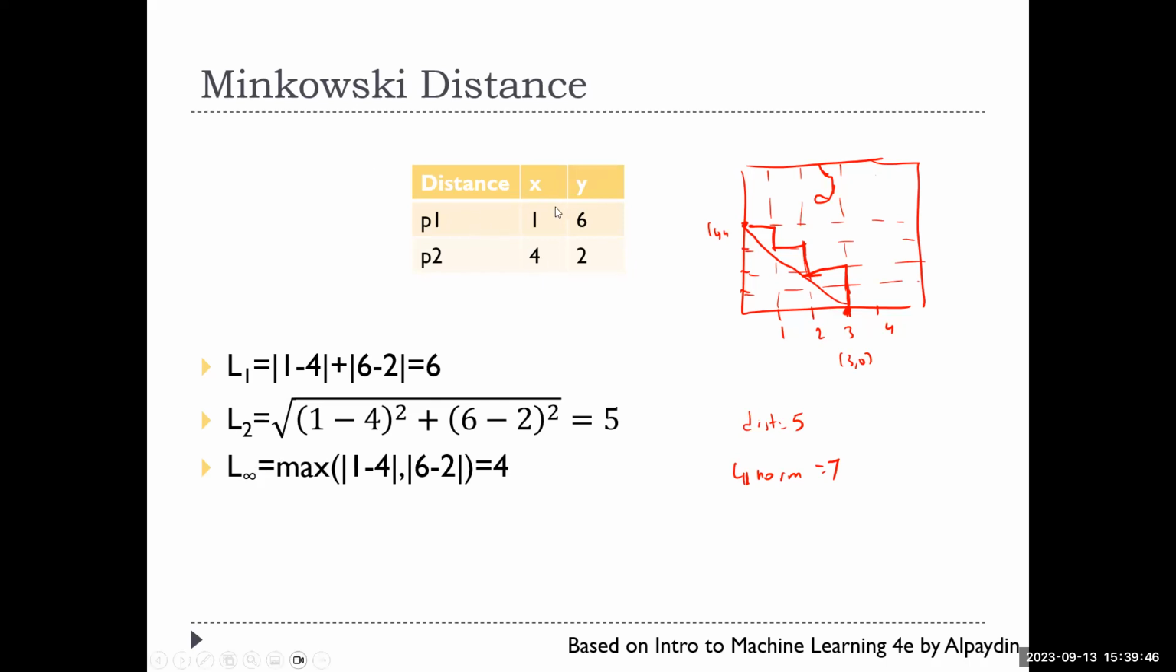So look at the differences. This is the max. Find the difference for each attribute. 1 minus 4 is 3, in absolute value. 6 minus 2 is 4. So we have 2 attributes in this case. What is the maximum of them? 4. So that's L max.